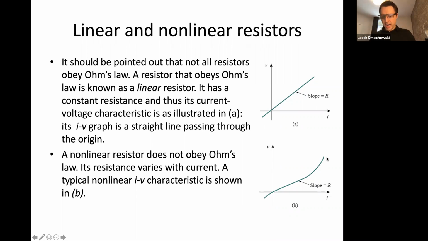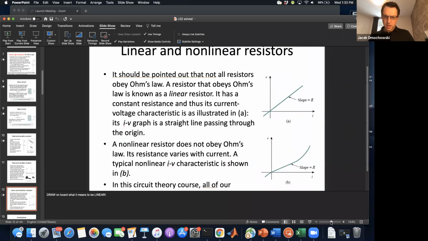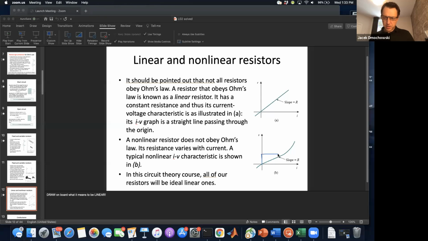Even if you encounter this situation, oftentimes what you will do is operate in a range. Let me just zoom in on this. If you restrict yourselves to this portion of the curve, then you basically have a linear resistor. So again, all this is just to say that in nature, there are nonlinear relationships between the voltage and the current. But in this course, we always assume that our resistors are linear.